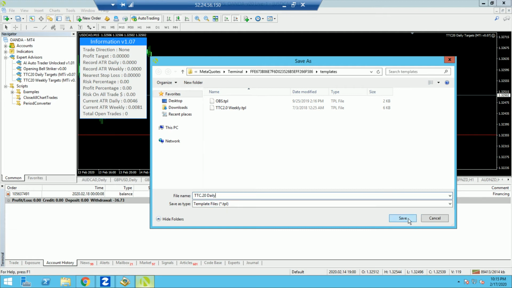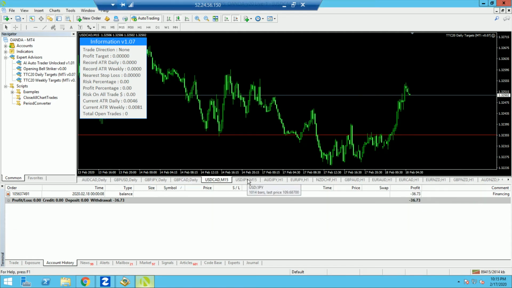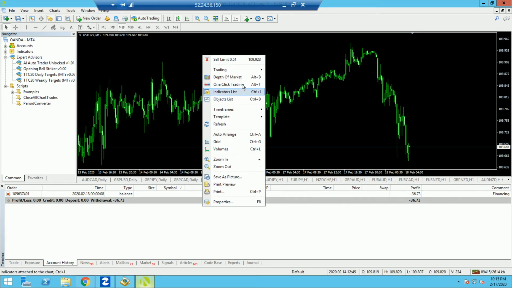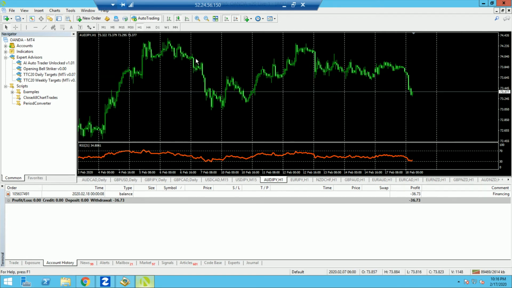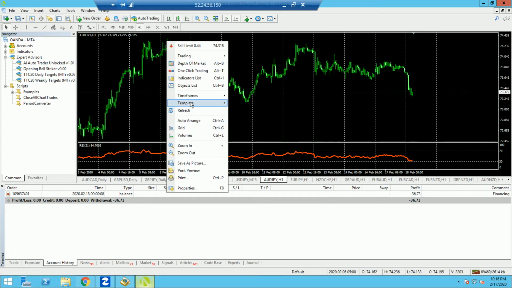And I'm going to go ahead and save that. And now I'm going to go ahead and just load the template on here so I can have the same settings. There it is there. Same settings deployed on each and every chart.